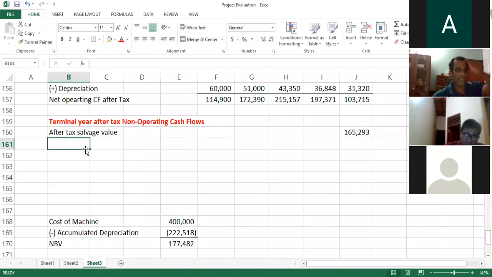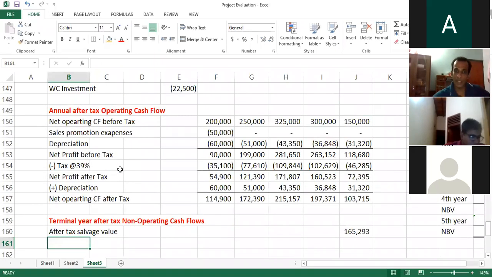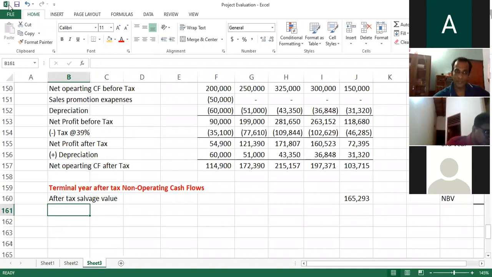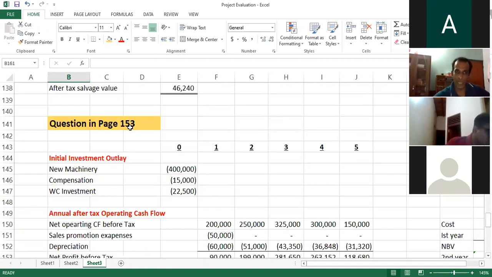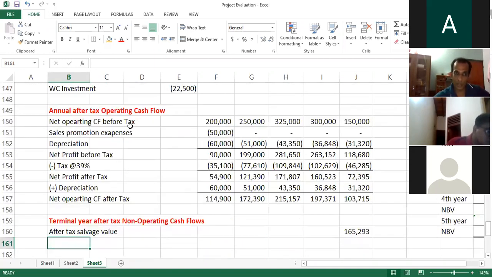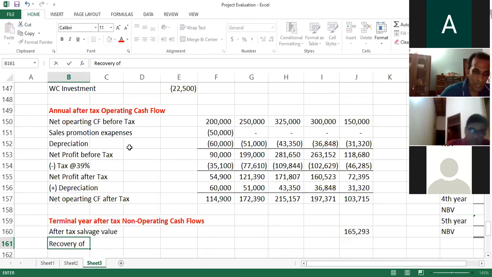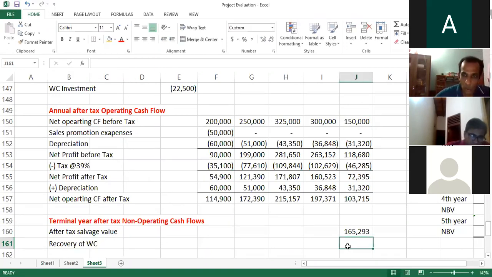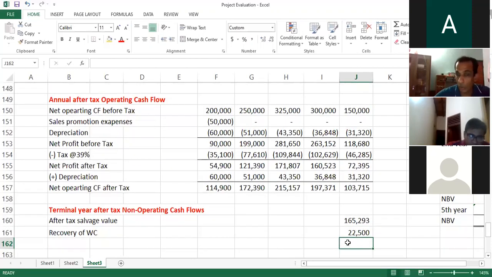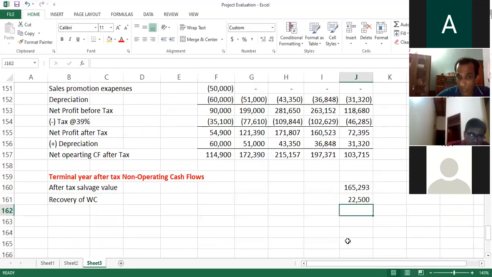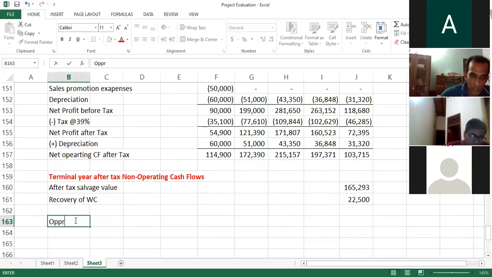Any other cash flow for the terminal year, in addition to this salvage value? 22,500, exactly. That is recovery of working capital. Recovery of working capital will be a cash inflow, 22,500. So now everything has been included except one thing. What is that? Opportunity cost. So we can adjust the opportunity cost also.